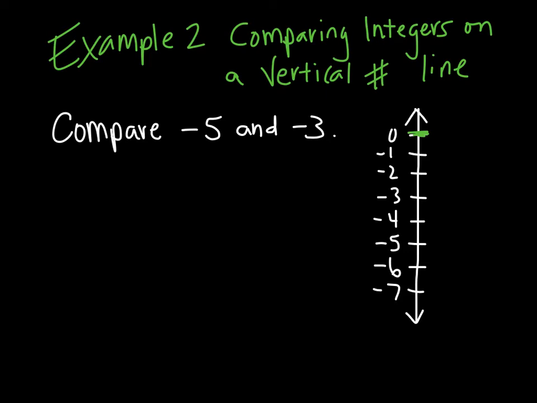So the first thing we're going to do is graph -3 and graph -5. So to graph it, I'm going to find -3, and then I'm going to find -5. And then I want you to think about from the examples that we said. So on a vertical number line, numbers below are less than numbers above. So obviously -5 is below -3. So because that is true, it would say -5 is less than -3. And this would be my answer.